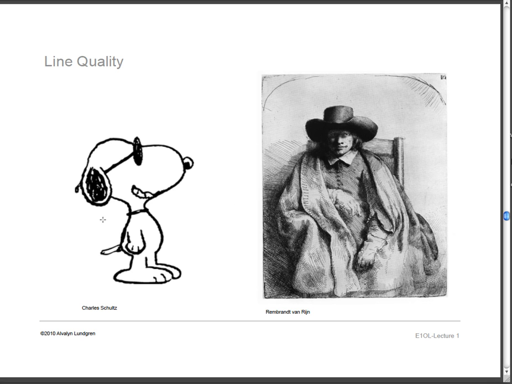So he is very simply drawn and still fairly expressive, and the line is not exactly straight or precise. There's some wobbliness to it, which lends to the character of the drawing.